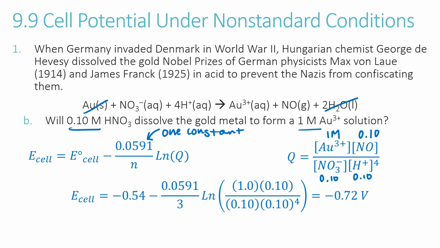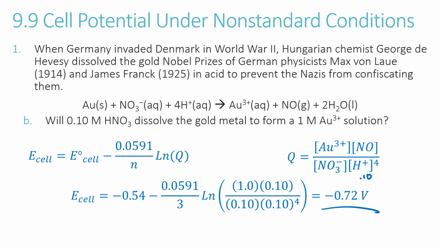Now, when you calculate this, we end up with a number that is more negative than our original E cell. So that makes sense. If 1 molar nitric acid couldn't dissolve it, then 0.1 molar certainly isn't going to do it.